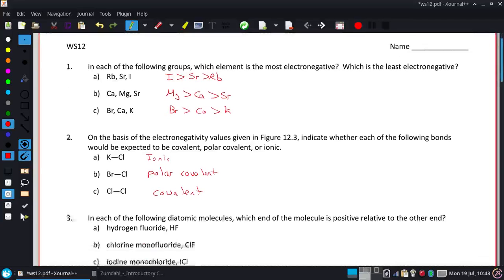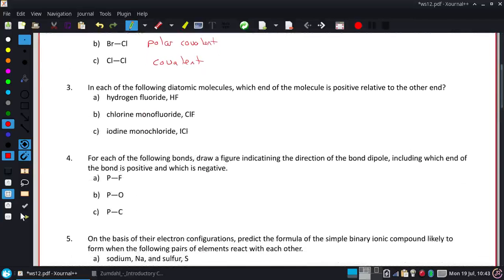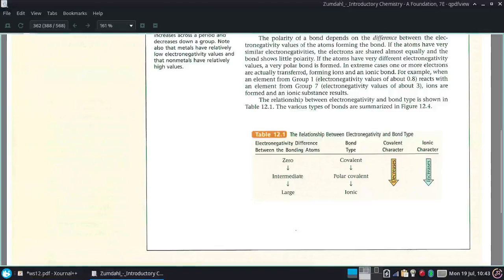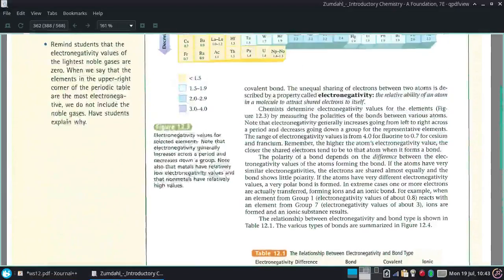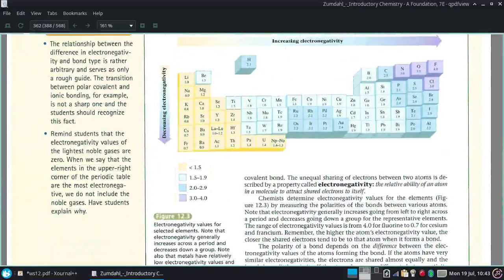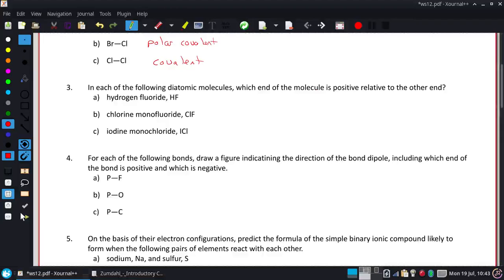All right. Next thing we want to do is looking at these diatomic molecules, we want to know which end of the molecule is more positive relative to the other. Well, this is applying that electronegativity difference. The one that's more electronegative is going to have the electrons. The other one will be positive. And since we have a situation where fluorine is the most electronegative and everything goes towards fluorine, we can use that as a basis of identifying.